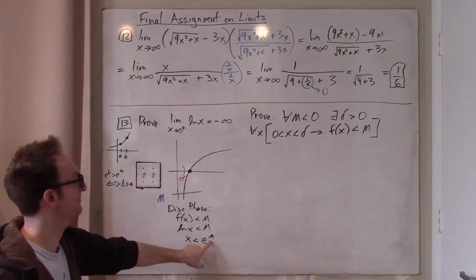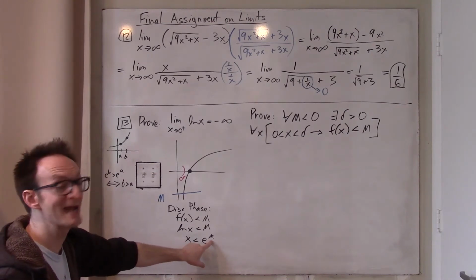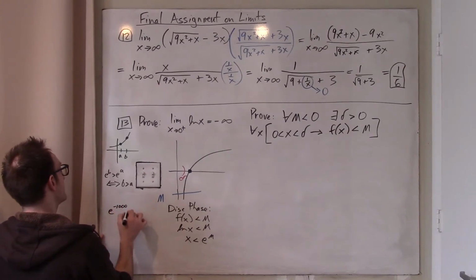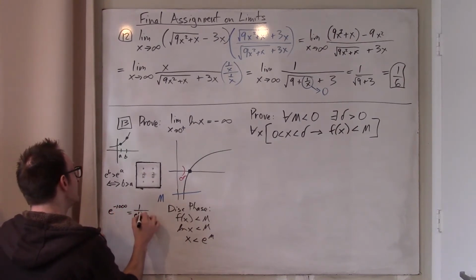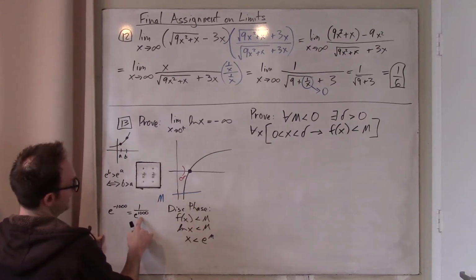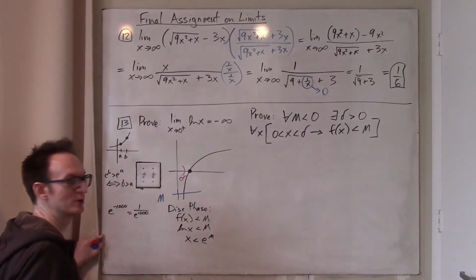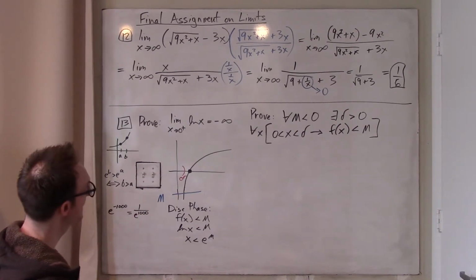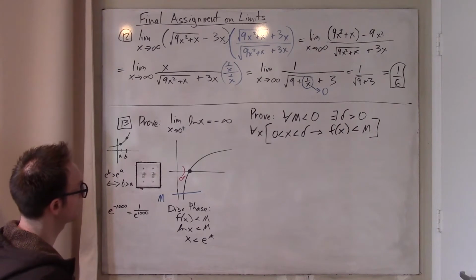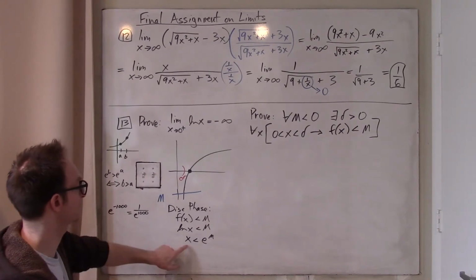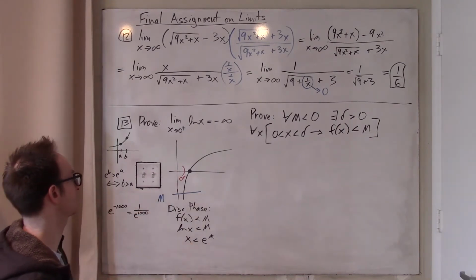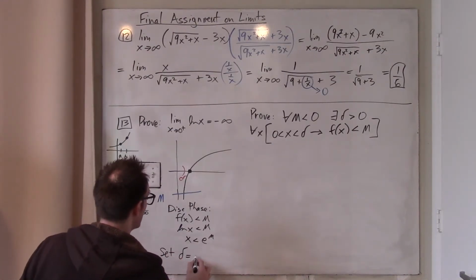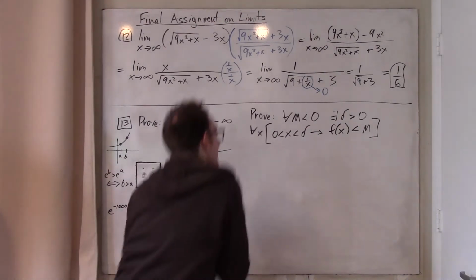And so, if you give me a challenge like negative 1,000, e to the negative 1,000 is really like 1 over e to the 1,000, which is an incredibly huge number. And so 1 over e to the 1,000 is an incredibly small number. So that's what I'm saying, right? Let x be less than that number and everything's going to be good. Okay, so my conclusion is I should just set delta to be e to the m. Okay, if you get that, cool.